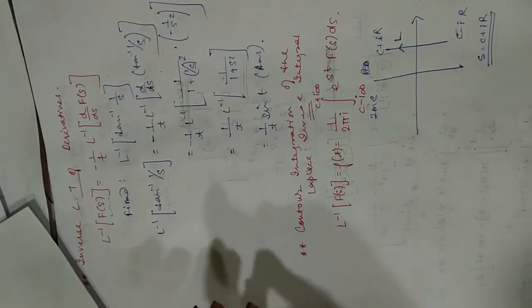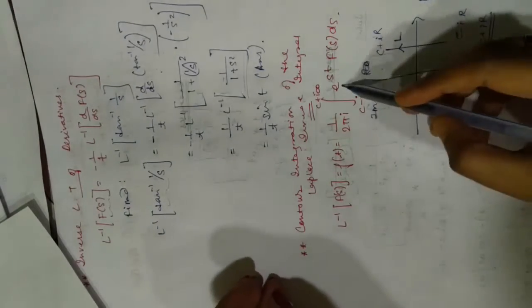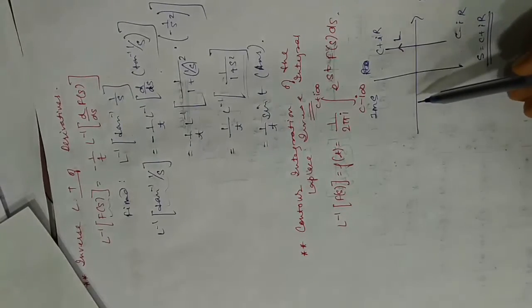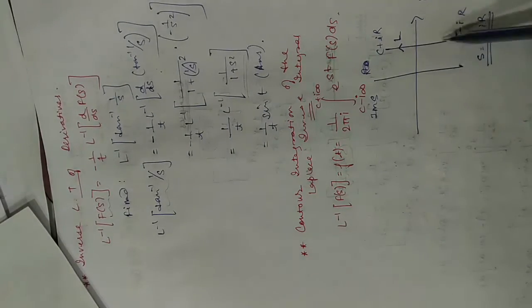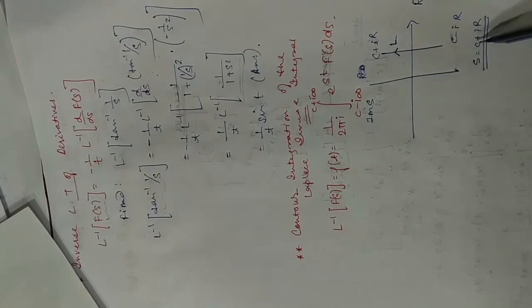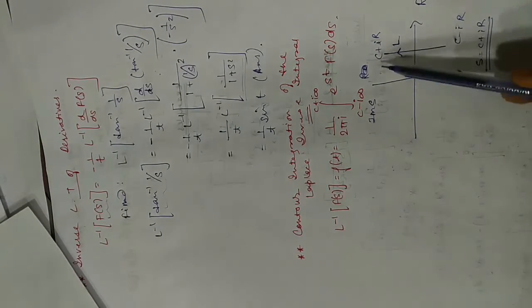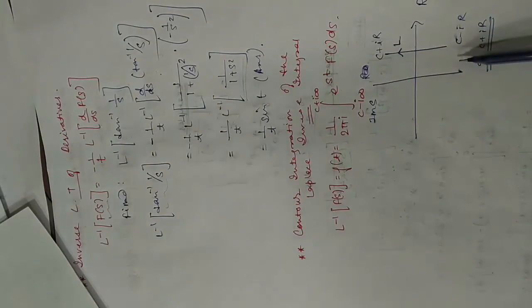So that all the singularities of the integrand fall on the left side of the line. That is how this c is being chosen. The c is chosen in such a way that all the singularities of the integrand fall on the left side of the integral.